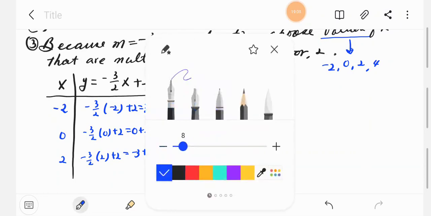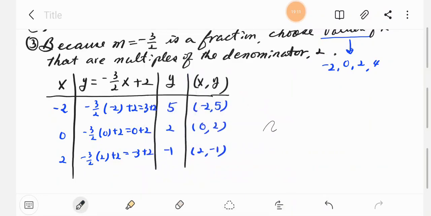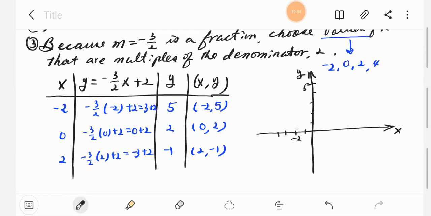Alright, then we can plot these 3 points. This is x, this is y. Alright, so x equals negative 2, and the y value is 5. So 1, 2, 3, 4, 1, 2, 3, 4, 5. So when x equals negative 2, then y is 5. So it goes all the way up here.